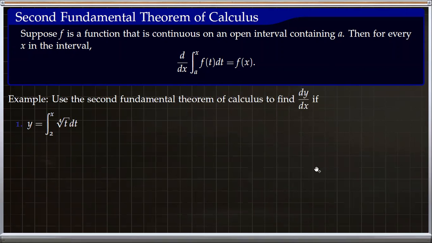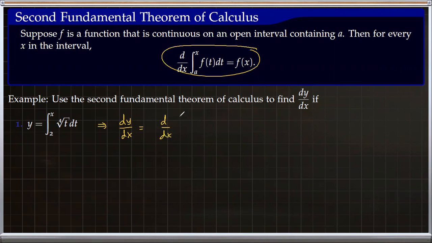Let's look at a couple of examples. It says use the second fundamental theorem of calculus to find dy by dx if y is given like this. So using the second fundamental theorem of calculus, which is this formula right here, we simply have dy by dx equals the derivative of this integral from 2 to x of the fourth root of t dt.